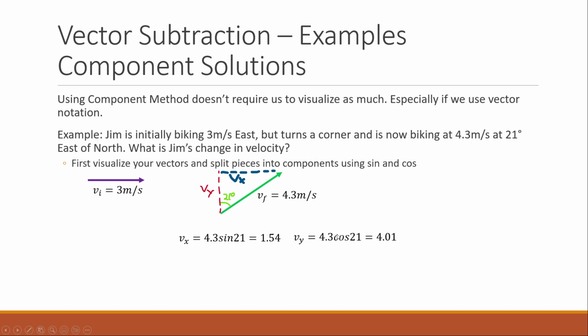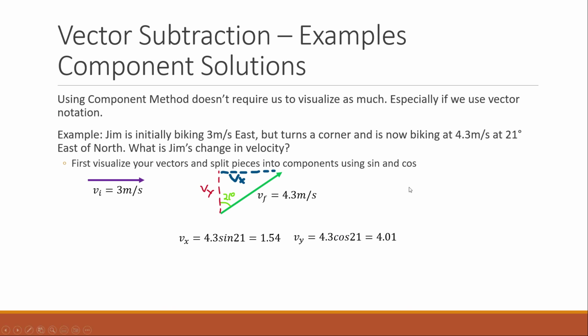So using the component method is the other method that we've been practicing. It doesn't require us to visualize quite as much, and when we use vector notation, it tends to tidy up real nicely. So let's take a look at this example here. Jim is initially biking at 3 meters per second east, but he turns a corner and is now biking at 4.3 meters per second at 21 degrees east of north. What's Jim's change in velocity?